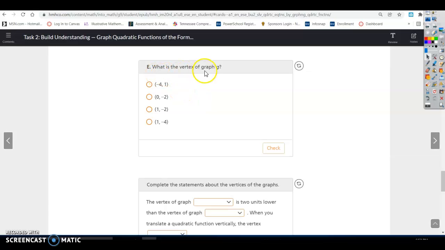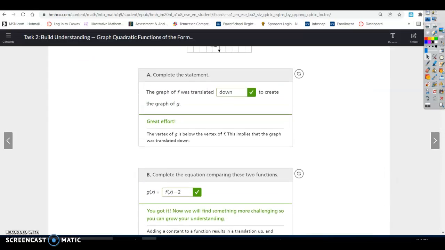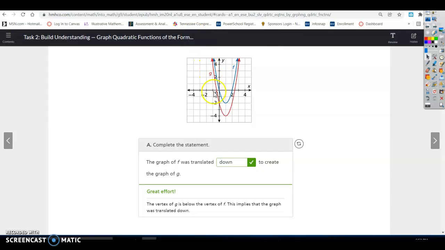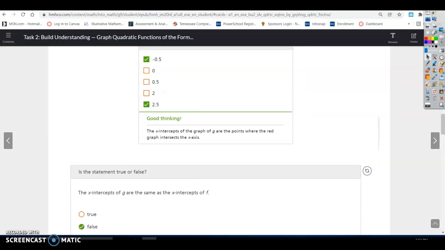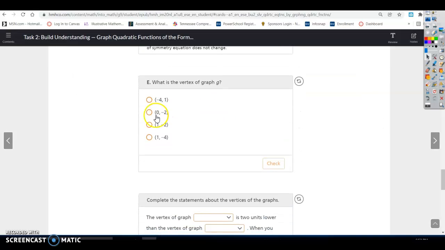All right, so what is the vertex of graph g? I'm going to go back up and look just to make sure I haven't forgotten anything. So g is in red, okay? I go over 1, down 4. So it's always x, then y. x is 1, y is negative 4. So 1, negative 4 is the ordered pair that represents the vertex.